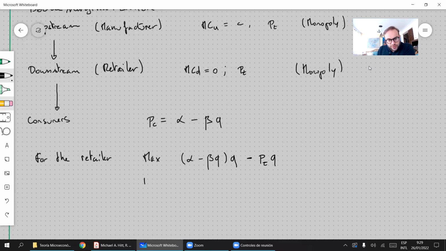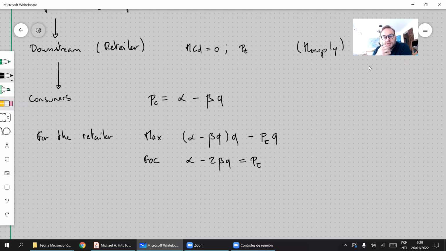And the first order condition for this should be alpha minus 2 beta Q, which needs to be equal to PT. You can think of this as a demand function, right? This relates quantity to prices and is basically the quantity that the retailer is going to ask from the seller as a function of prices. I just want you to notice that the inverse demand function here is just the demand function of the consumers with twice the slope, right?